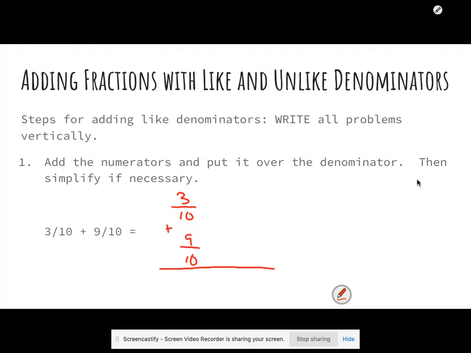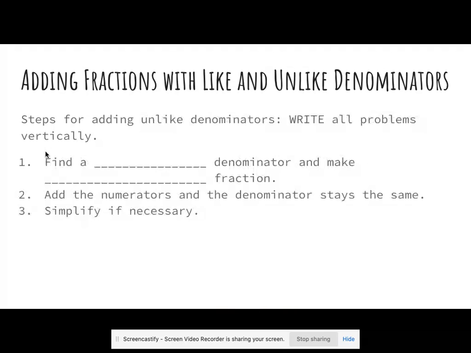So when my denominators are the same, I can just add the numerators. So I'm going to get 12 over 10. If I wanted to in this situation, because I know that can be reduced, I could do that right away. So I know that this is going to be 6 over 5 because I would divide by 2. And then I need to make sure I take my improper fraction and make it into a mixed number. So this is going to be 1 1/5 as a final answer. All right. So when the denominators are the same, it's very easy.